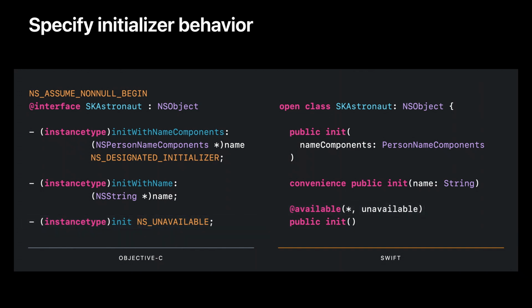With these changes, your Swift and your Objective-C clients will now know which initializers will work and which ones they need to override in their subclasses. That's a win all around.